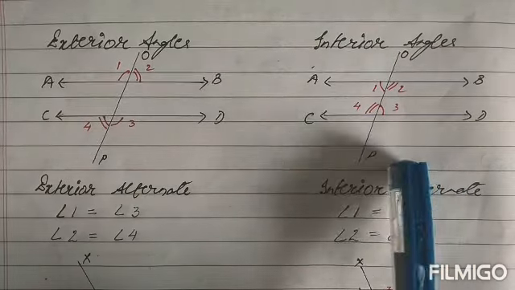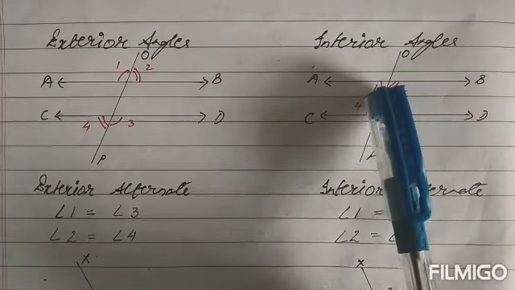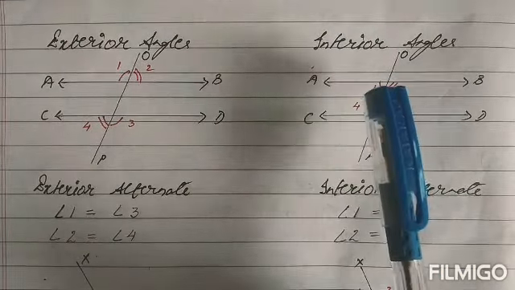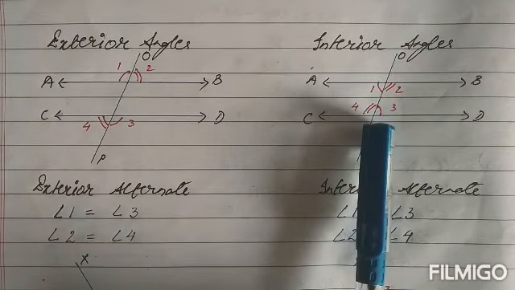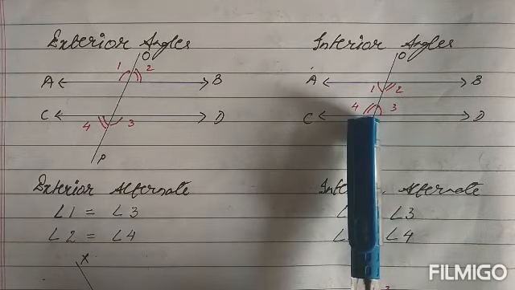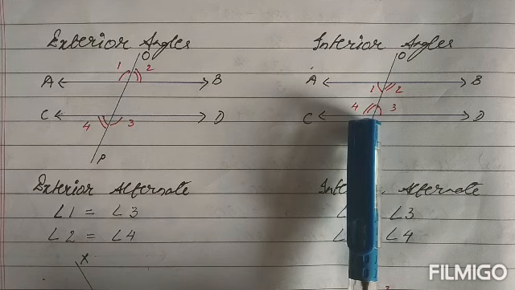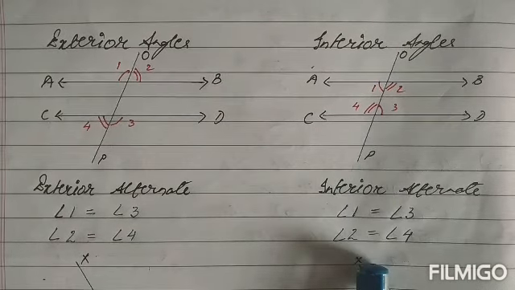Coming to interior alternate angles, children. Now interior means on the inner side of the two lines, and alternate means on the opposite sides of the transversal. So similarly, 1 and 3 and 2 and 4 are interior alternate angles, and they will also share the same value. See, angle 1 is equal to angle 3 and angle 2 is equal to angle 4.